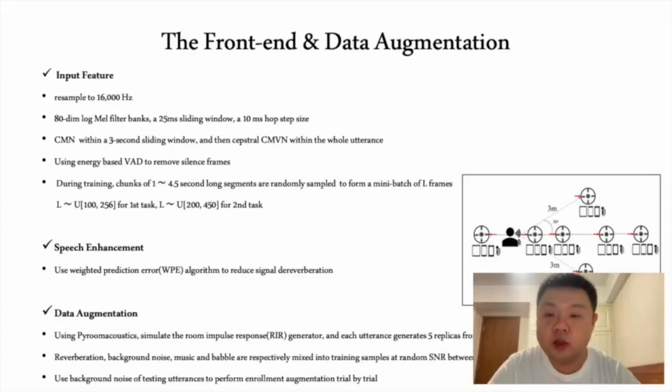For data augmentation, we use pyroomacoustics to simulate the room impulse response generator, and each utterance generates 5 replicates from diverse microphone arrays. Reverberation, background noise, music, and babble are respectively mixed into training samples at random signal-to-noise ratio between 0 to 20 dB. We use background noise of the testing utterance to perform enrollment augmentation trial by trial.